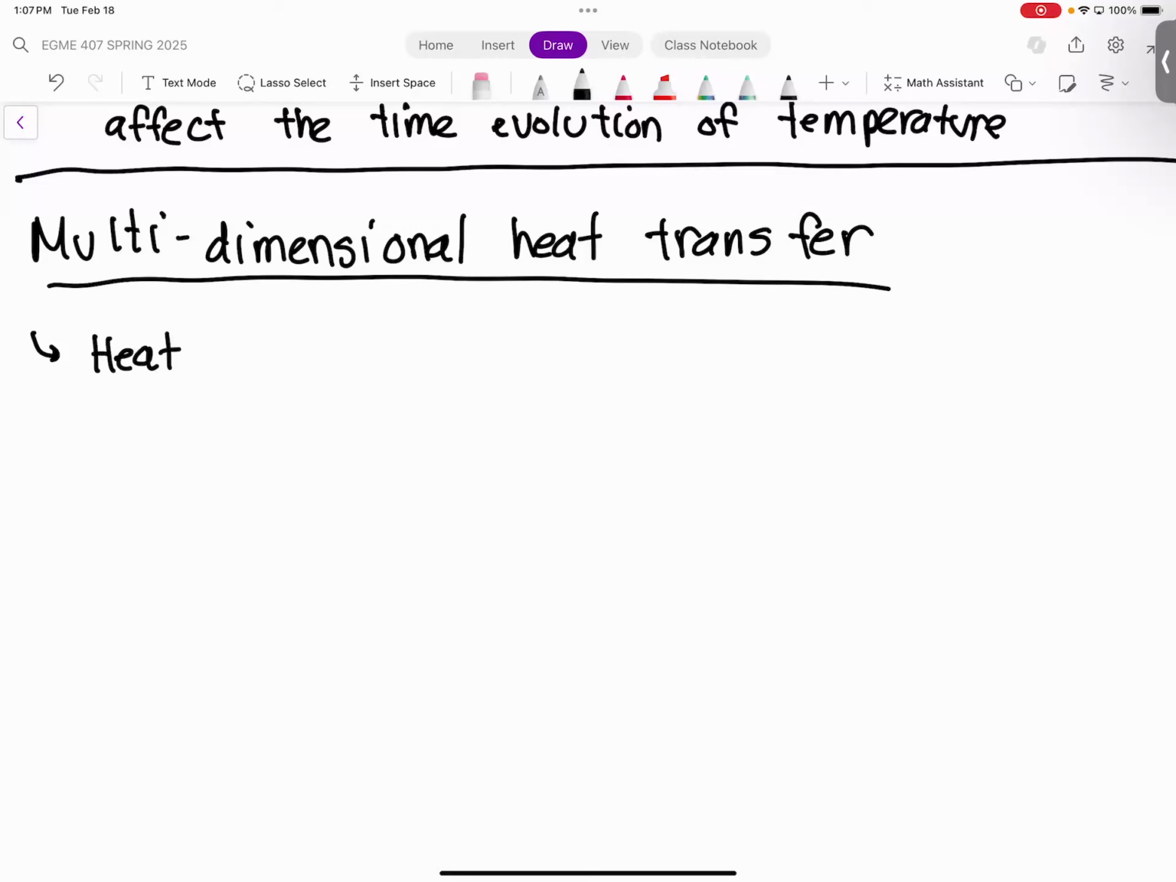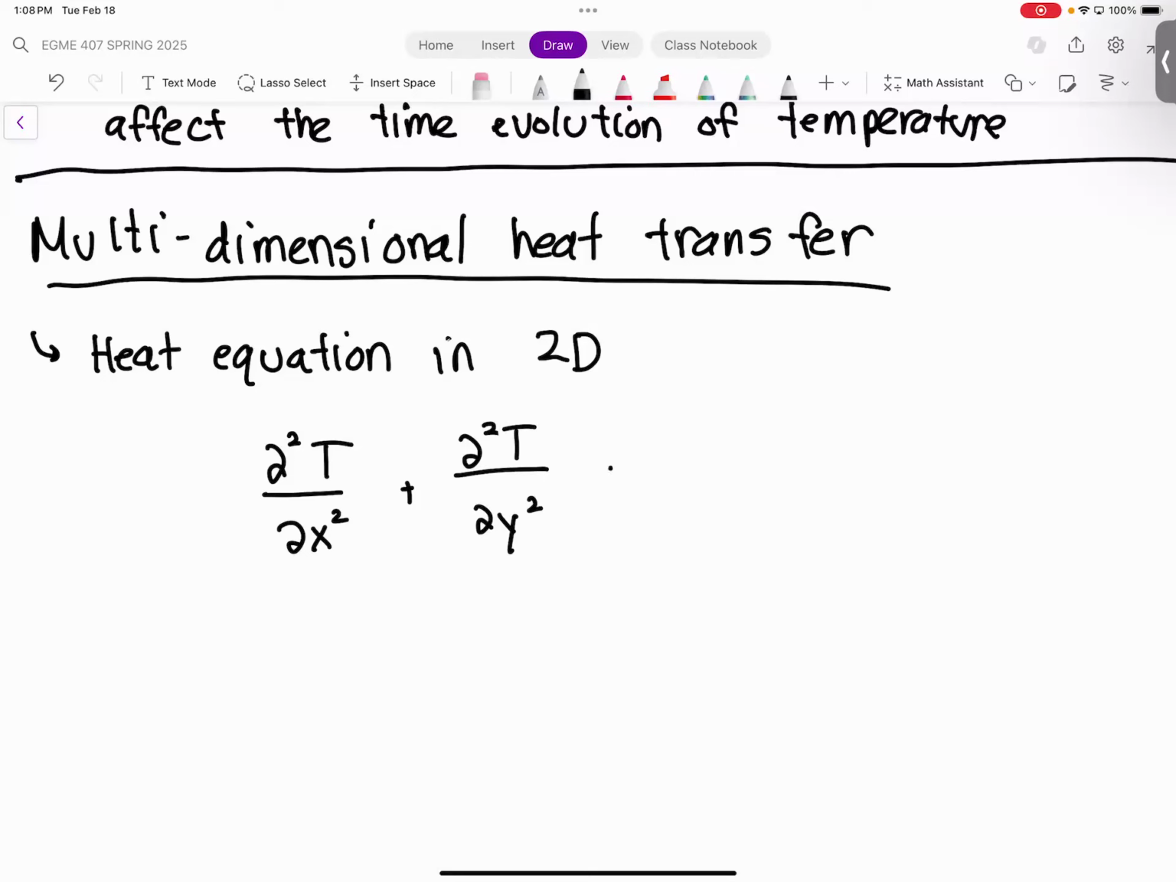And so if you really wanted to solve a multi-dimensional system, you would have to solve the heat equation in multiple dimensions, right? I won't show you the 3D version, but I'll show you the 2D version at least. The point is there. So this is the 2D heat equation. You can see here we have partial derivatives. We have one term that has a partial derivative with respect to x, another term with a partial derivative with respect to y.